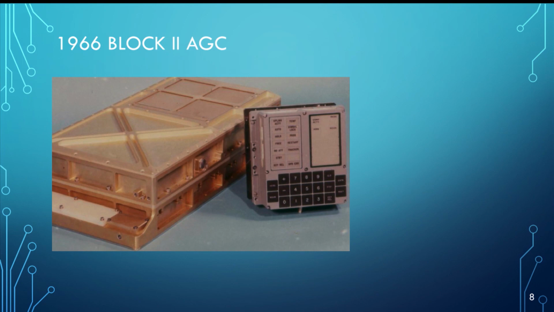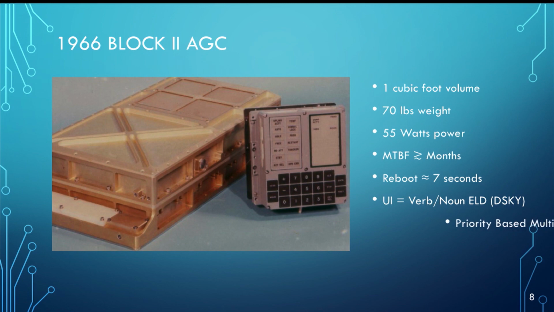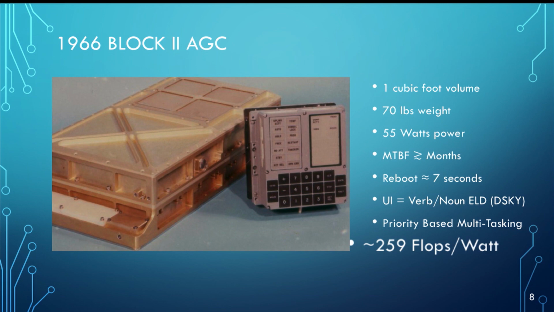By 1966, NASA and MIT had developed this computer you see here, the Block 2 Apollo guidance computer. The copper cabinet on the left is the actual CPU, and the keyboard is called the DSKY, display and keyboard. That's the actual interface that the astronauts used to interact with the computer. It was quite small, less than a cubic foot, didn't weigh very much, very low power. It had a mean time between failure of months. It could reboot in 7 seconds. It used a priority-based multitasking system, and it was a couple of orders of magnitude better in terms of flops per watt capability of that era.